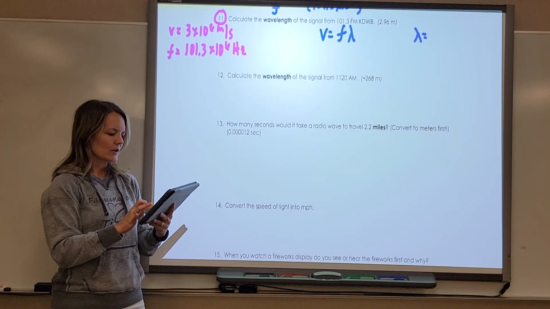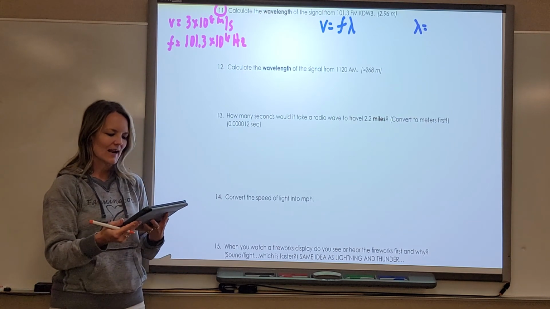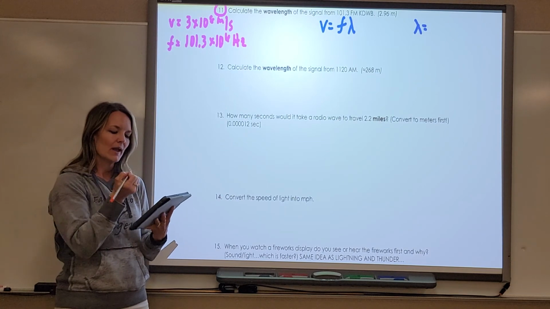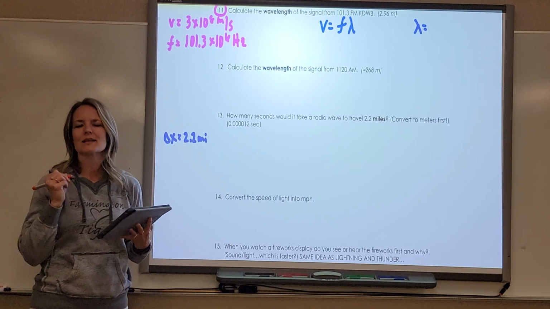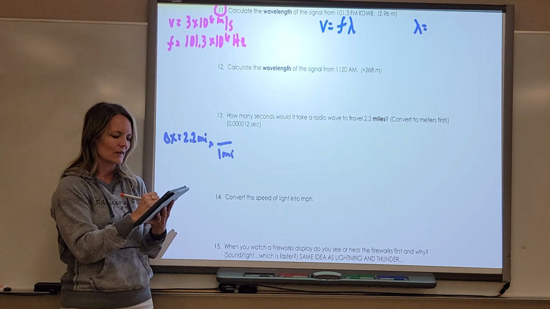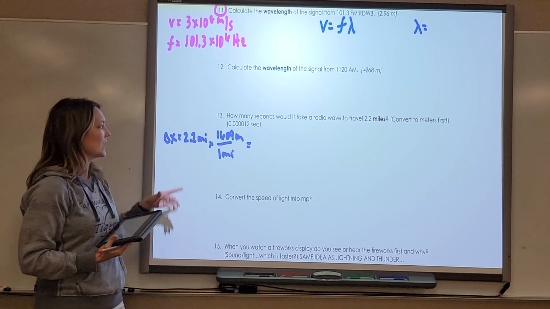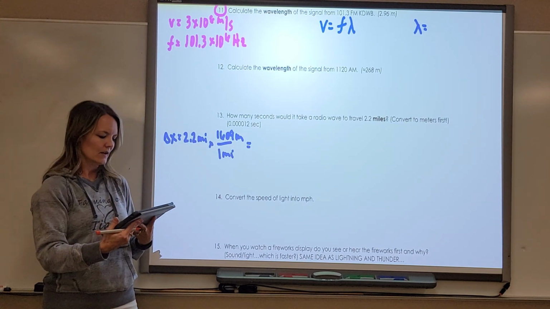The other one I want you to look at is number 13. So how many seconds would it take a radio wave to travel 2.2 miles? Okay, so I know the distance. Delta X is 2.2 miles. But I can't leave it in miles. I have to change it to meters. So you have to convert 1609 meters in a mile. So you're going to have to change the miles into meters by multiplying by 1609.